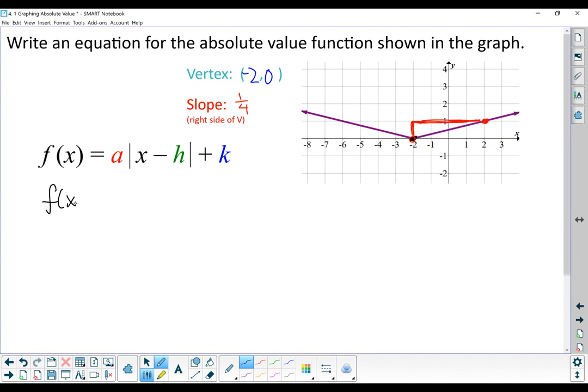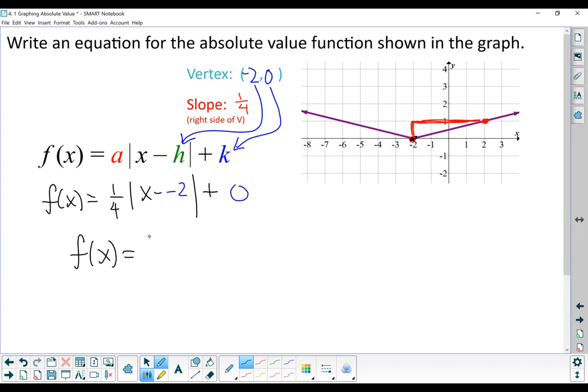So the function is 1/4 x minus, and we're going to fill in the vertex as h and k. So it's x minus -2 and then plus 0. So if we wrote that more properly, it would look like 1/4 |x + 2|, and then we don't really need to write the plus 0.